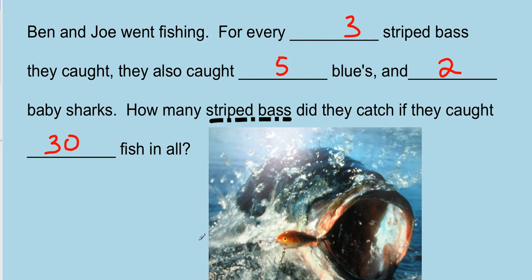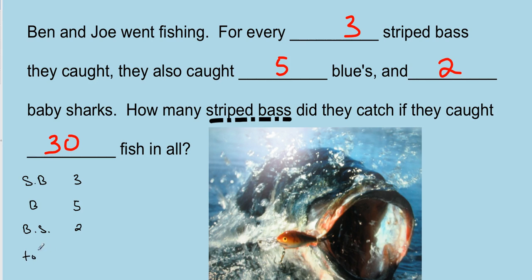Alright, a nice way to make yourself a little list of fish that you caught. So we got 3 striped bass. I'm just going to abbreviate. So SB is my striped bass. I got 3. They also caught 5 bluefish. So I got bluefish, which are 5. And baby sharks, BS, and I'll do 2. They also caught a total of 30 fish.